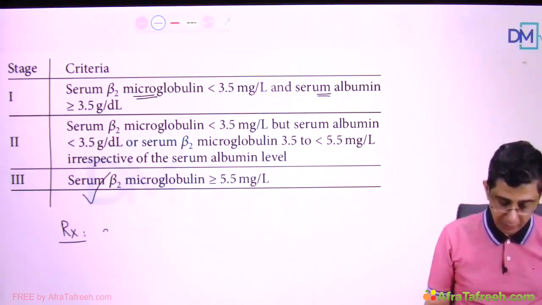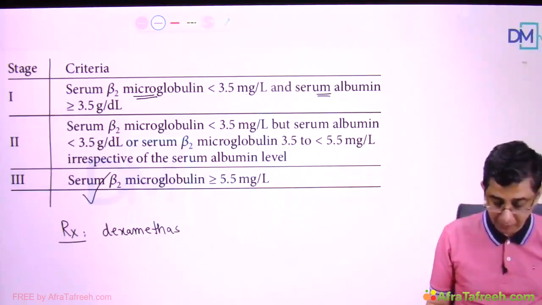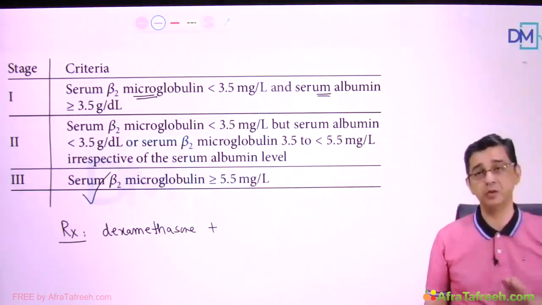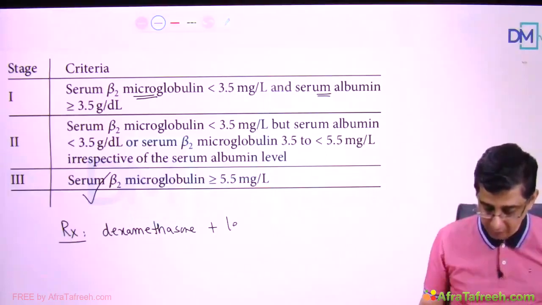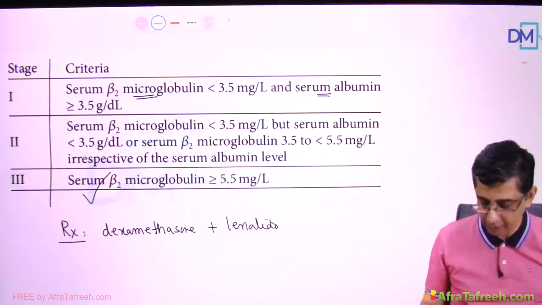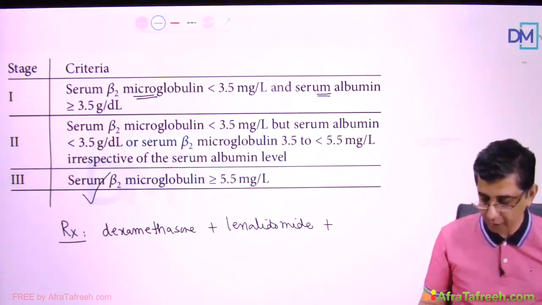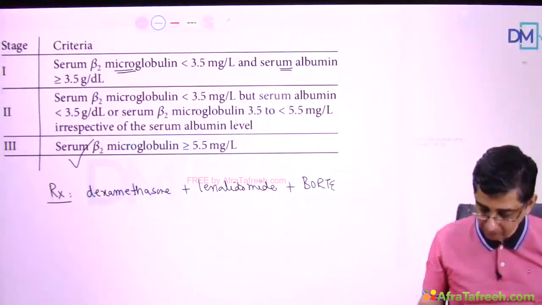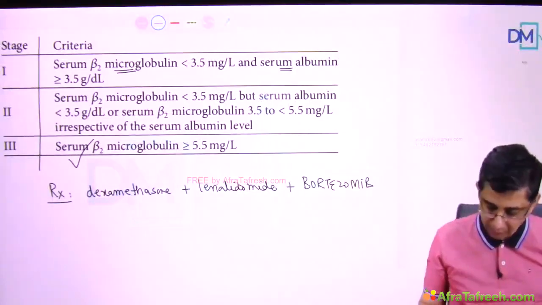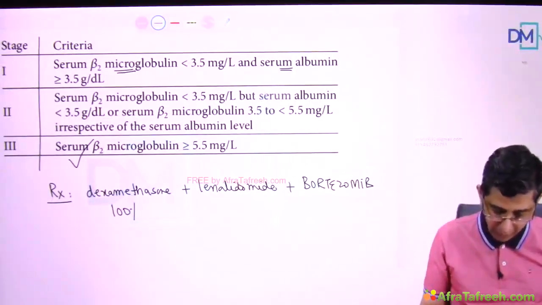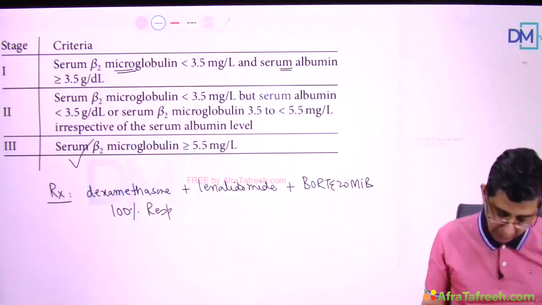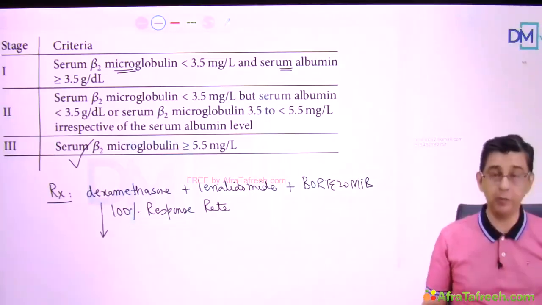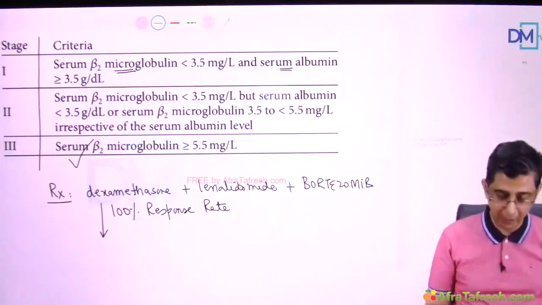And for treatment of this patient, the drugs which are used are obviously dexamethasone. Do not answer melphalan, 30% response rate only. So what we are using is dexamethasone, we are using lenalidomide, and we are using a proteasome inhibitor, that is bortezomib, for the patient. Most of the time with these combinations we are having a 100% response rate. After this we will decide whether we want to continue with the drug treatment or whether the patient is transplant compatible.